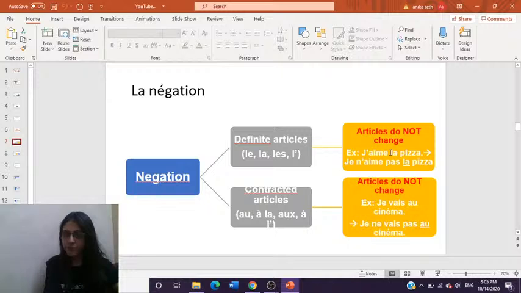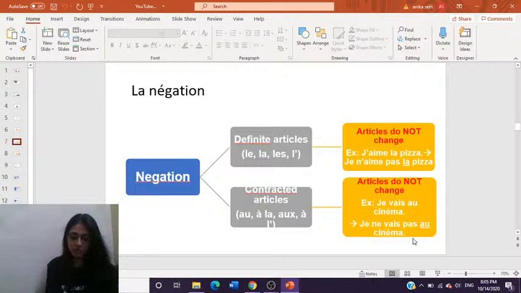So here your definite article is not changing in the sentence. Neither does the contracted article change. So where it is au, à la, aux, à l', this also will not change. Like "je vais au cinéma" becomes "je ne vais pas au cinéma". So simple negation we are doing just by adding ne and pas before and after the verb.